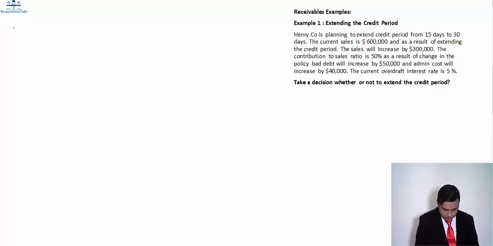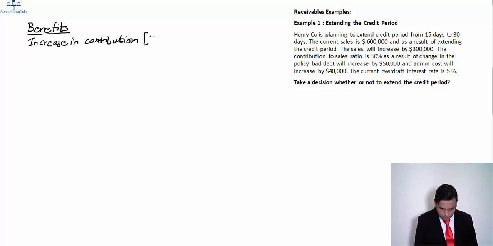Firstly, we need to consider the benefits, and the benefit over here is the increase in contribution. $300,000 of extra sales, and 50% was the contribution, giving us a figure of $150,000.